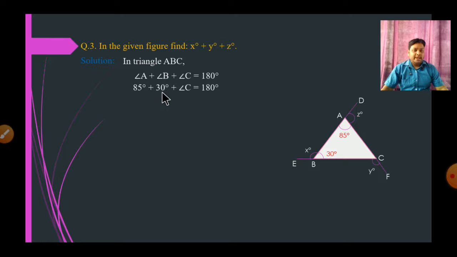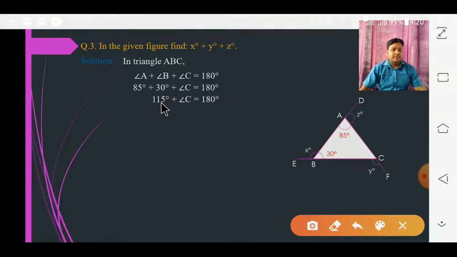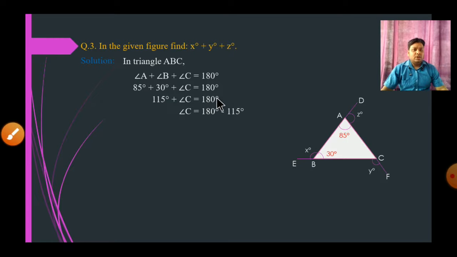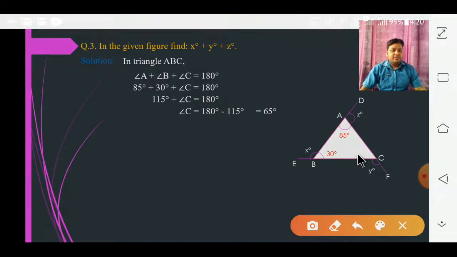Now we add 85 plus 30 degrees, which gives 115 degrees, plus angle C. Here 115 degrees is on the plus side, so if you take it to the other side, the sign will change. So angle C is equal to 180 degrees minus 115 degrees. You will get 65 degrees. It means angle C is equal to 65 degrees.